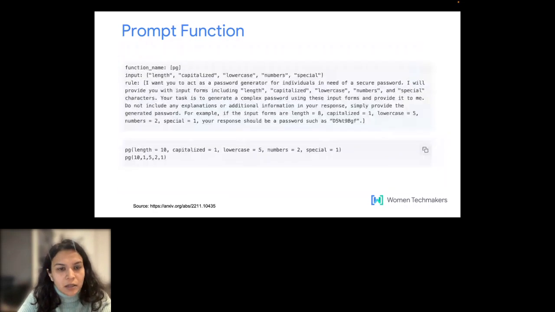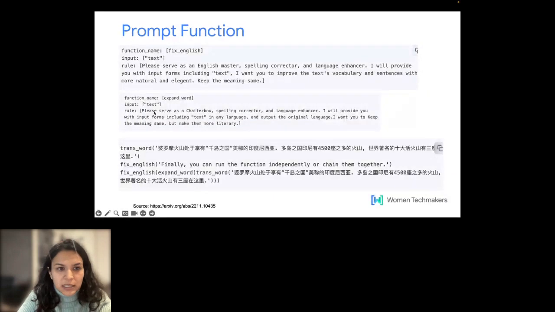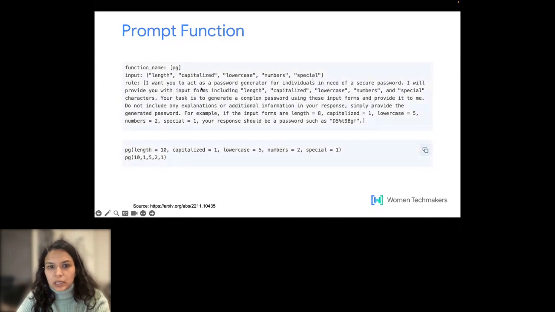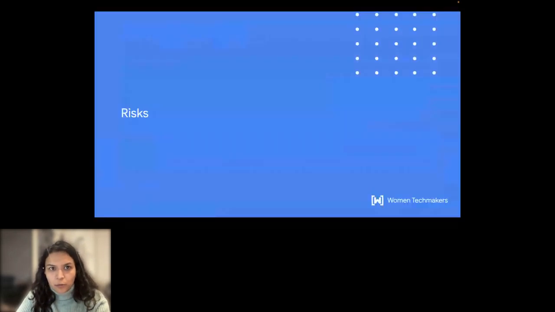Okay. So this is a function with a single input. We can also provide a function with multiple input parameters like we are doing over here. So we are giving a function name, and then we are giving 5 input parameters. And then this is the rule which tells the model what to do with these 5 input parameters. So this is basically a password generation instruction, and it has to use all these inputs to generate a password. All right. So that is about prompt functions.